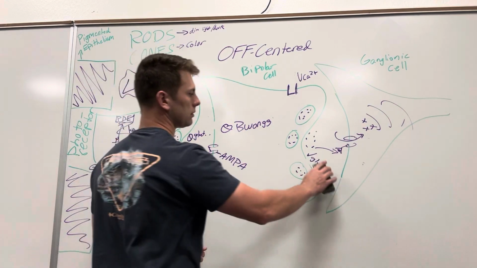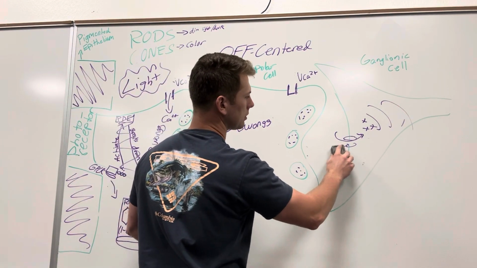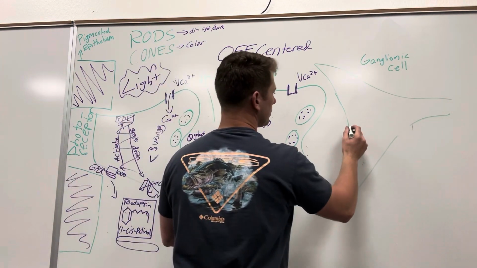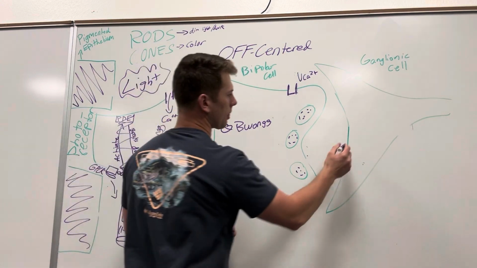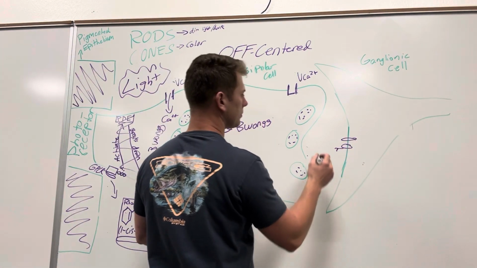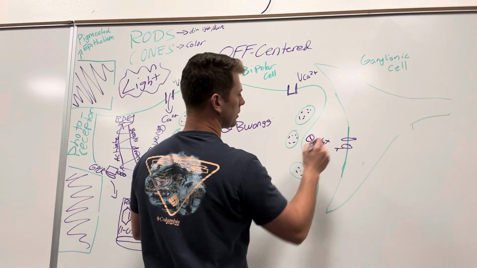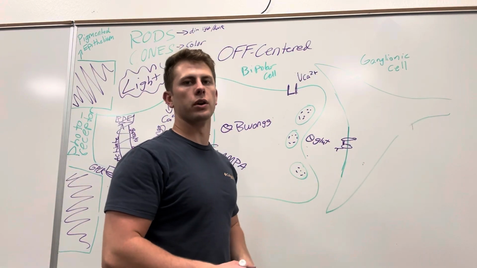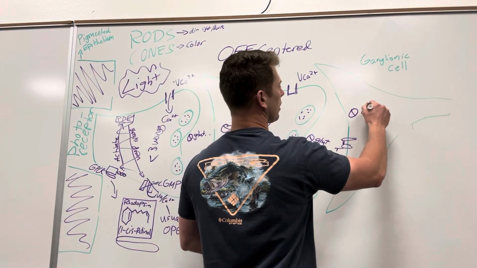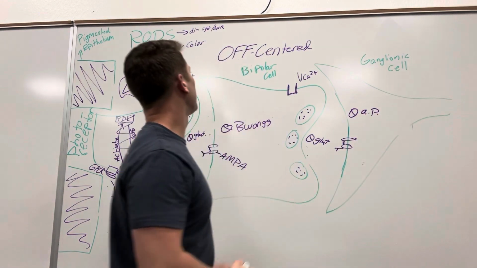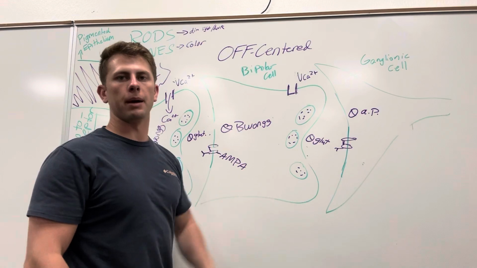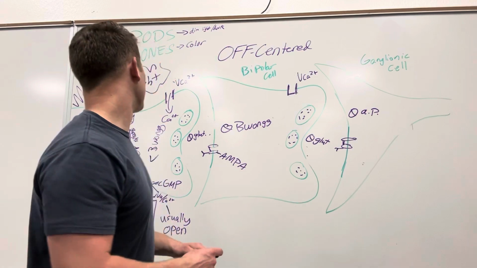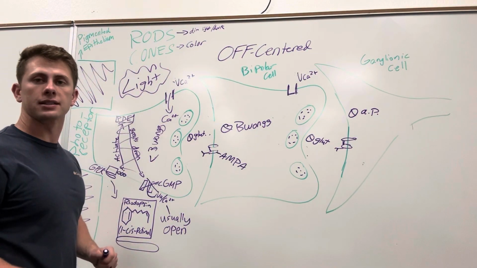And so, that's wrong. Let's clean that up a bit. We have our AMPA channel, right? We have no glutamate, so nothing can bind, leaving this closed, so there's no action potential. No AP. So light on an off-centered bipolar cell will not yield an action potential in the ganglion cell. And those are all the options and all the processes that we can have.